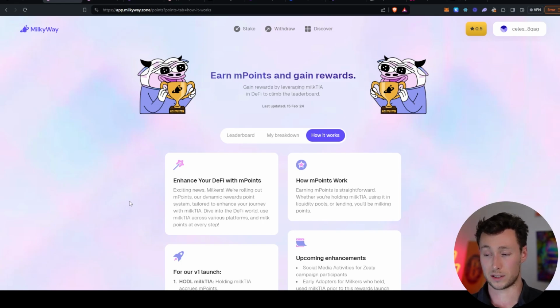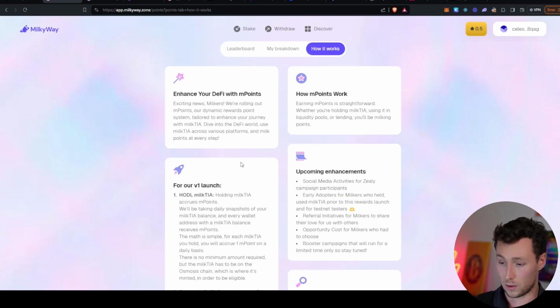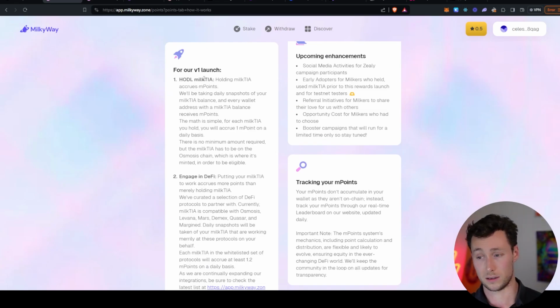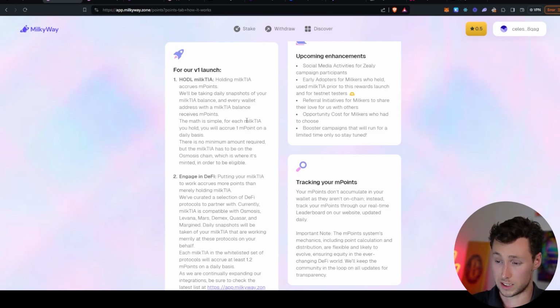All right, so how exactly do you get the M points? Well, the first thing you can do is just by holding milkTIA. milkTIA is the liquid staking token that you get for staking your TIA, and each milkTIA you hold accrues you 1 M point per day. There's no minimum amount required, but the milkTIA has to be on the Osmosis chain, which is where it was minted.